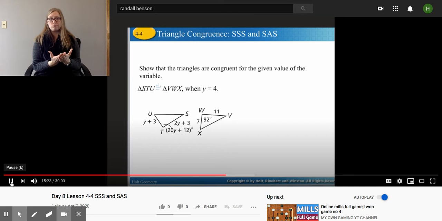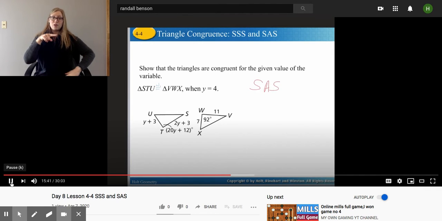So this example is very similar to the last one, except you can see in this case that instead of 3 sides, we have two sides and the included angle. And so when we examine this one and demonstrate, we're going to be showing that it meets the side, angle, side criteria for being congruent triangles. So my input is 4, so let's see what we get.